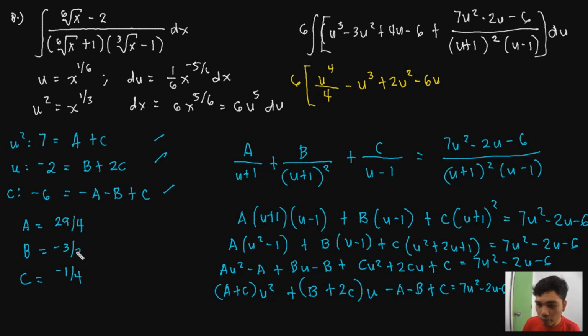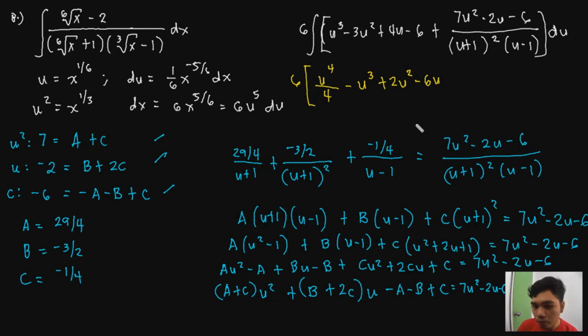And then again, what we have to do here is to bring this all back to the original expression, that is yung ating A. Okay. So, from this expression, babalik ulit natin itong mga values natin. So, for A, we have 29 over 4. Then, how about for B? So, for B, we have negative 3 halves. And then, for C, we have, I think, negative 1/4. Okay. So, basically, ito na yun. Ito na yung ating mga final expression for our 7u squared minus 2u minus 6, ganun.